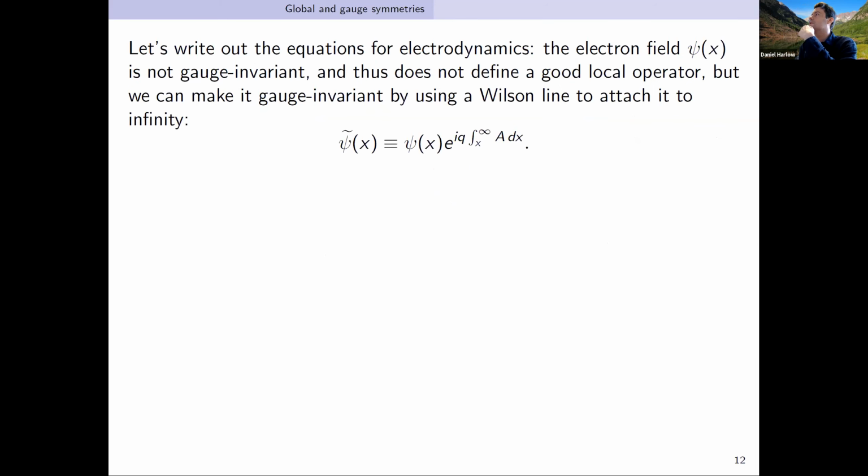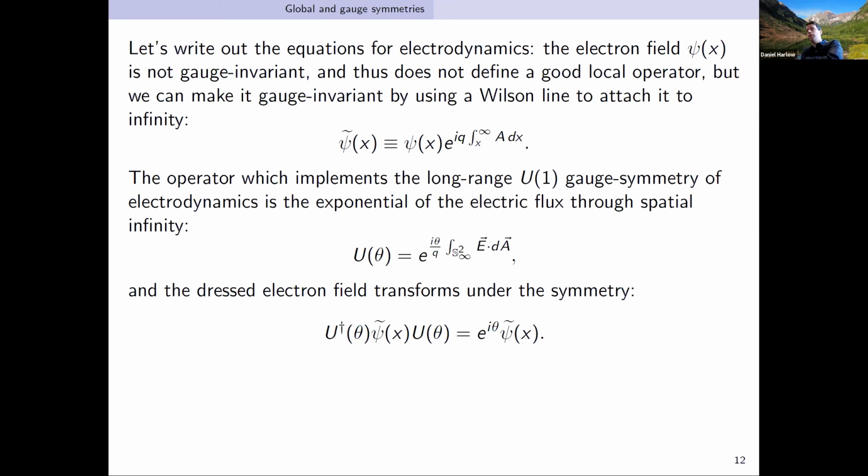So let's write it out to make that a little more concrete. In electrodynamics, we have the electron field psi of x. It's not gauge invariant, so it's not a good local operator. But we can make it gauge invariant by dressing it with a Wilson line, which is an integral of the electromagnetic potential, A mu, along a line from x to infinity. So this is a gauge invariant operator, because the gauge transformation of psi is canceled by the gauge transformation of the endpoint of the Wilson line.